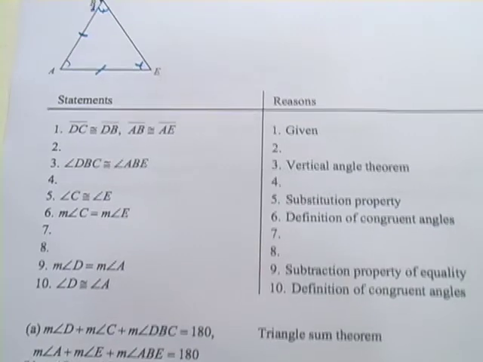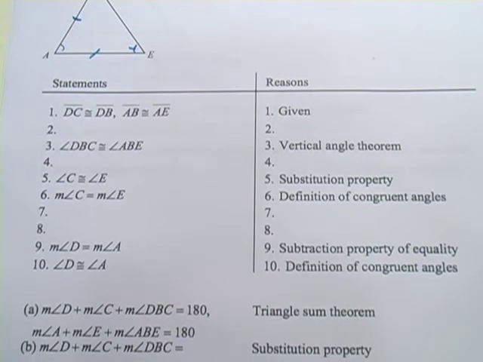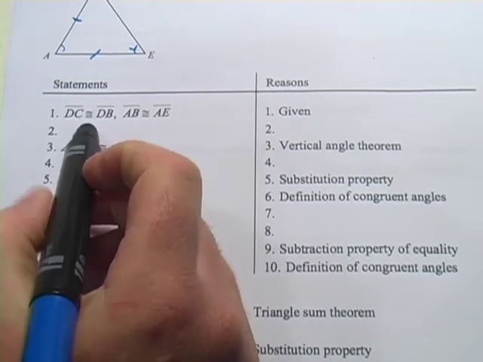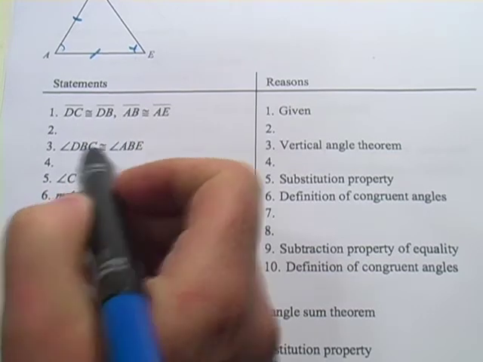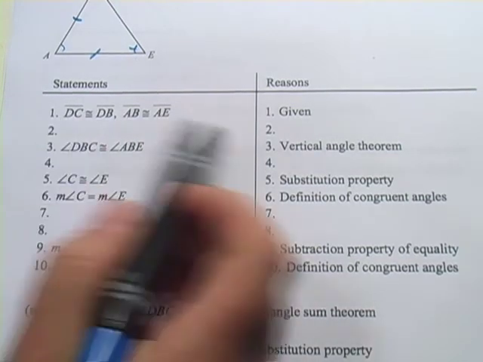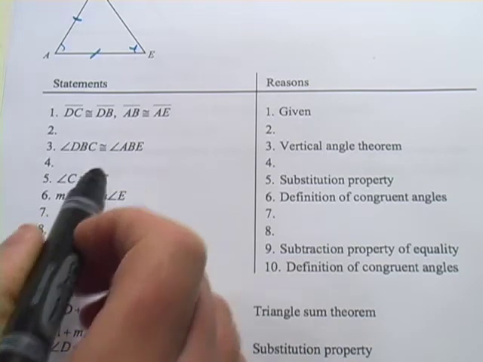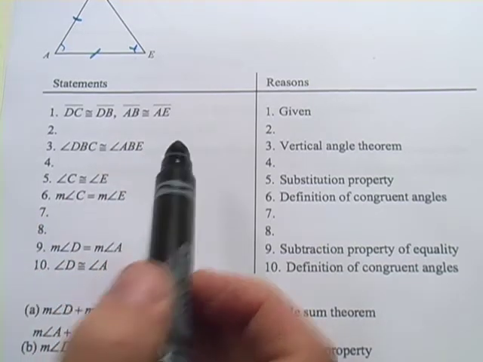Let's see what they're doing here. We start with our givens. Segment DC is congruent to DB. Segment AB is congruent to AE because it's given. And then we skip a step. And then we get the vertical angle theorem.